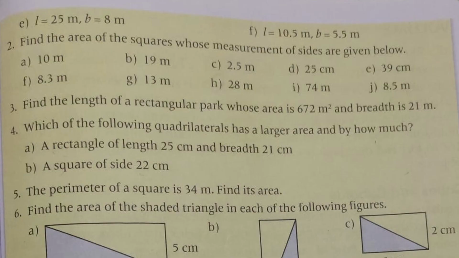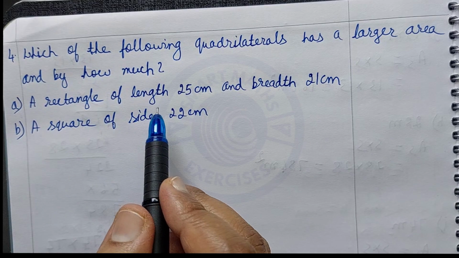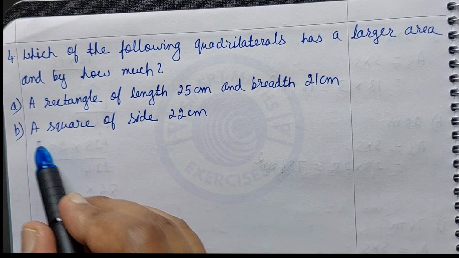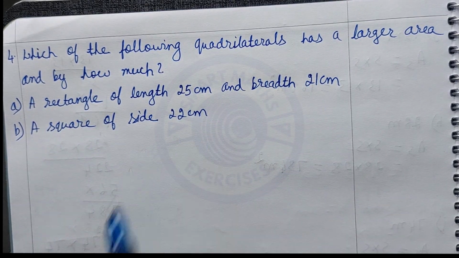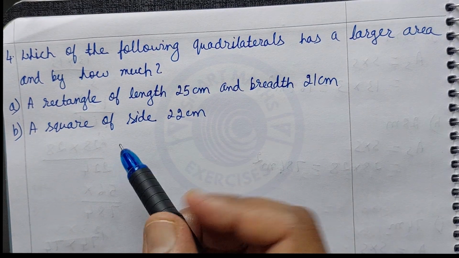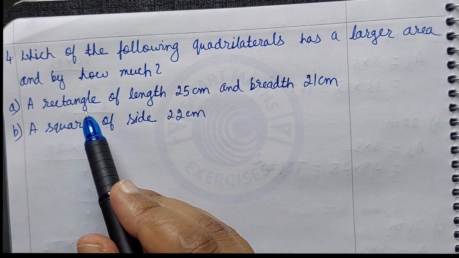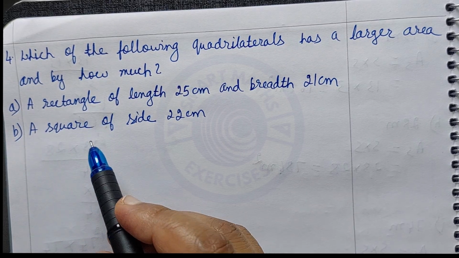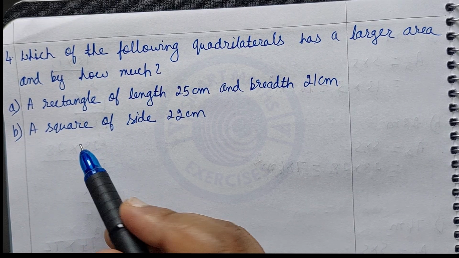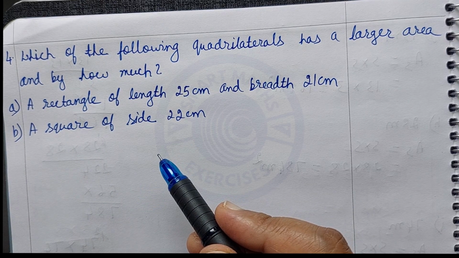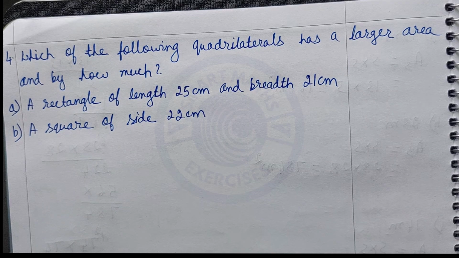Next question, which of the following quadrilaterals has a larger area and by how much? First is a rectangle of length 25 cm and breadth 21 cm. Second, a square of side 22 cm. Here we have two quadrilaterals, one is rectangle and one is square. First we have to find out the area of rectangle, then the area of square, then compare both quadrilaterals and find out which one is larger and by how much.